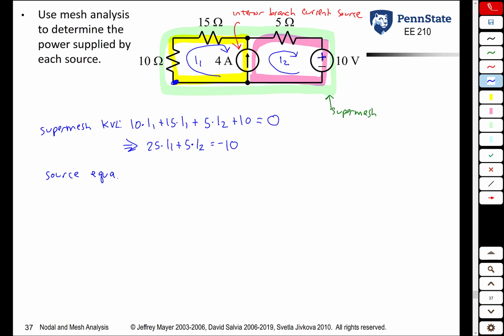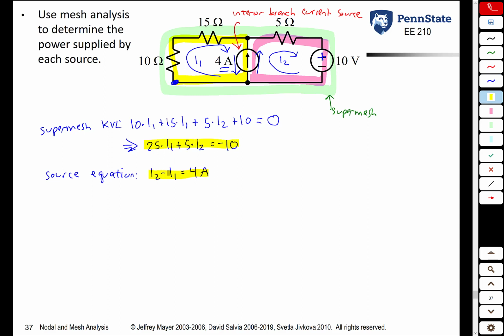Remember, whenever you have a super mesh, you have an associated source equation. What this is telling us is that this 4 amp source has to equal I2 minus I1. Why I2 minus I1? Because the current source is going up, and that is the direction that I2 goes through that branch, and it's opposite the direction of I1. So we see that I2 minus I1 is equal to 4 amps.